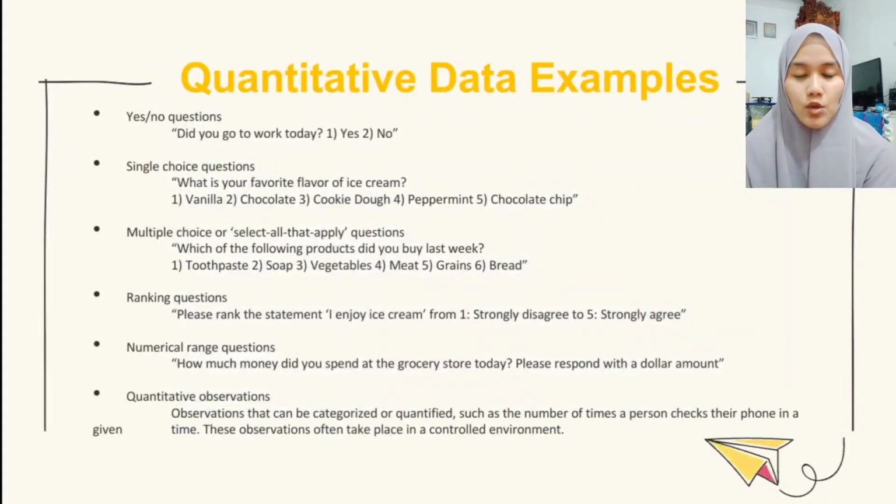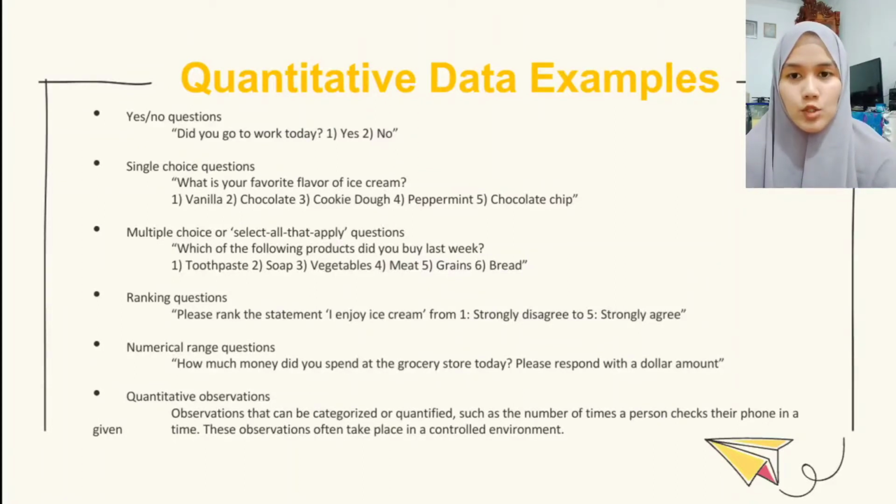Quantitative data is collected through several methods, including surveys, control experiments, and certain observation types. These are the quantitative data examples. The methods: using yes/no questions. An example of a question is, did you go to work today? And the answer is just two options, yes or no.